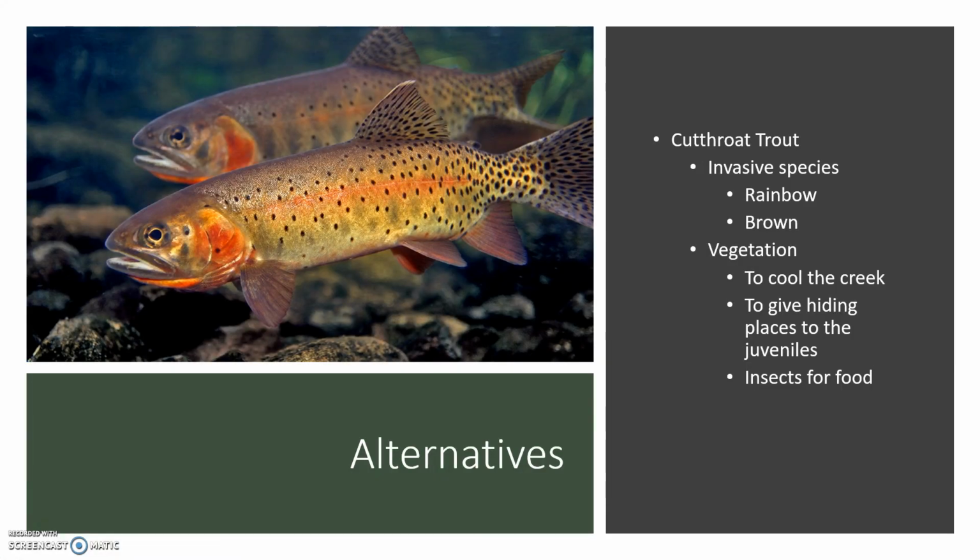And with the cutthroat trout, the invasive species, the rainbow and the brown, do spawn earlier than the cutthroat. So Trout Unlimited in Idaho has been putting special culverts in different rivers that help the cutthroat get into the creeks and streams so they can spawn, but not the invasive species. So placing one of those special culverts in Rainy Creek would be beneficial.